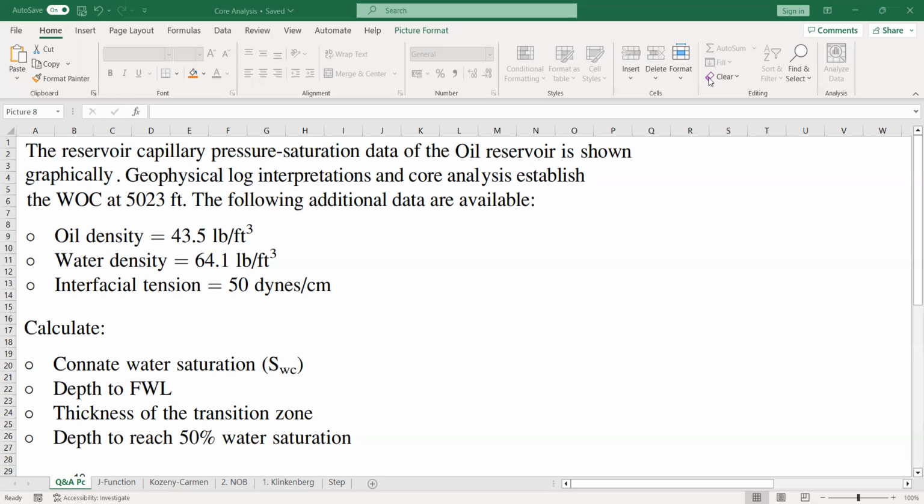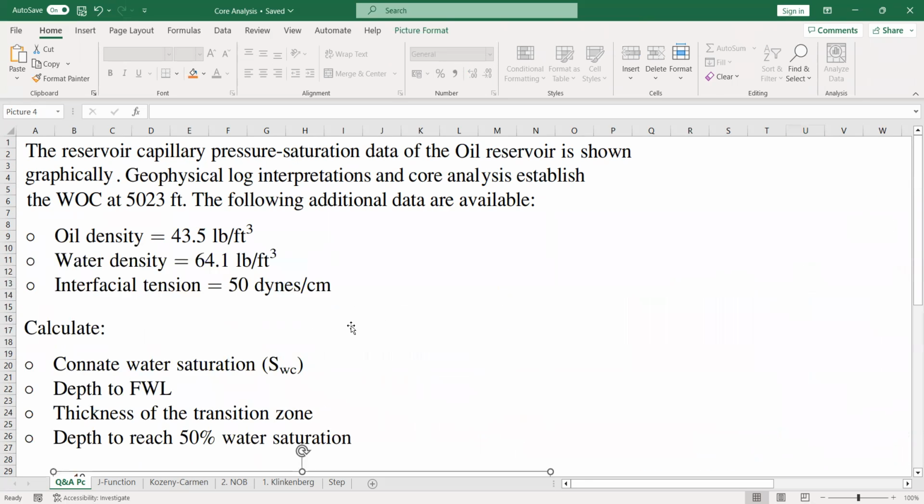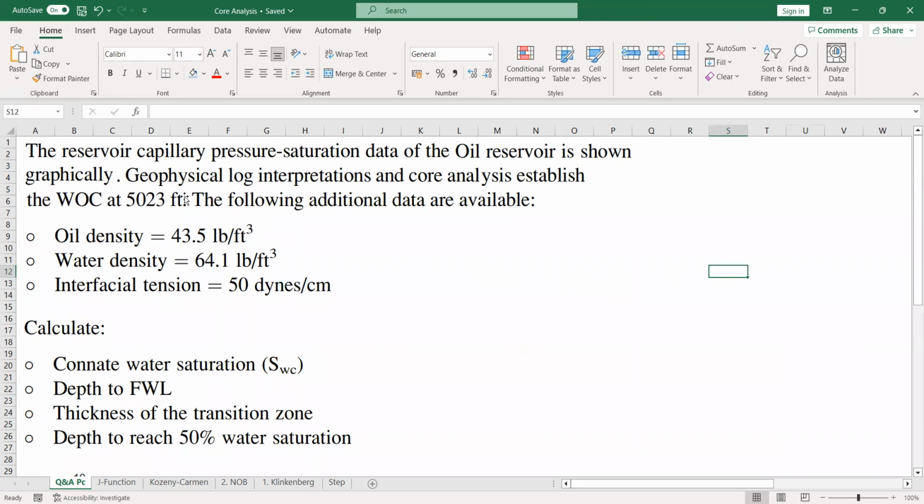Right, so the case is like this. The reservoir capillary pressure and saturation data of the oil reservoir is shown graphically down there. Yeah, right, but I'm going to show it later. And then from the geophysical log interpretations and the core analysis, we have the water-oil contact at 5023 in feet. All right, 5023 in feet. That's our WOC, water oil contact.